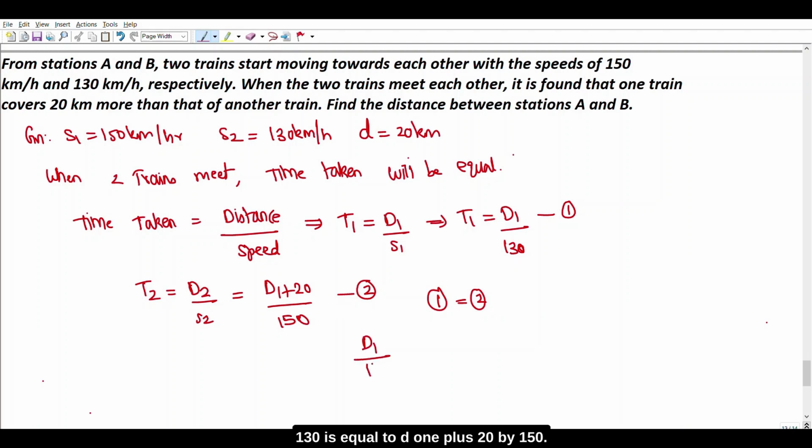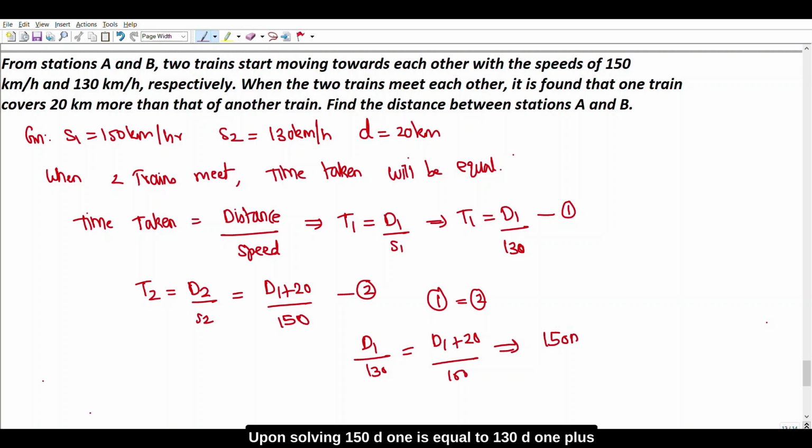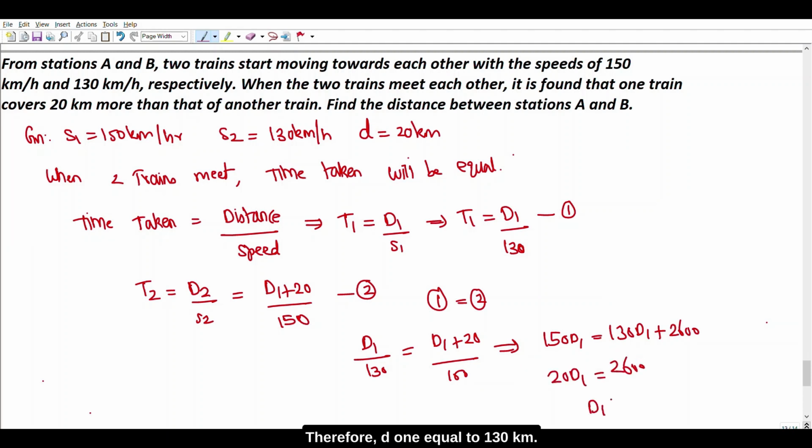D1 by 130 is equal to (D1 plus 20) by 150. Upon solving, 150 D1 is equal to 130 D1 plus 2600, which in turn will give 20 D1 equal to 2600. Therefore, D1 equal to 130 kilometers. So once we found D1, we can write D2 equal to D1 plus 20, which is equal to 150 kilometers.